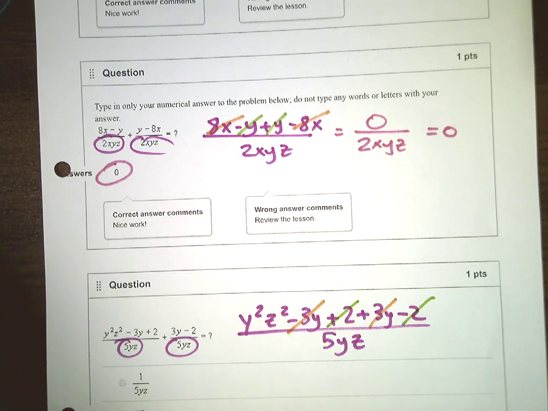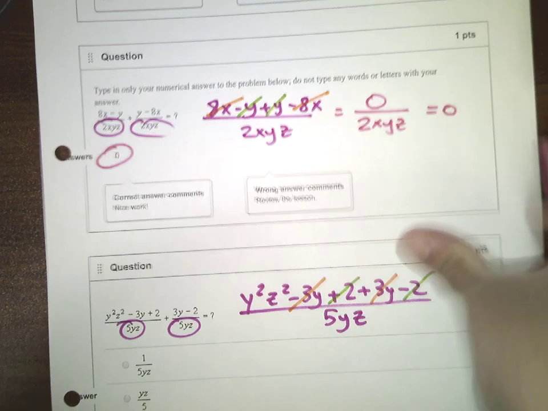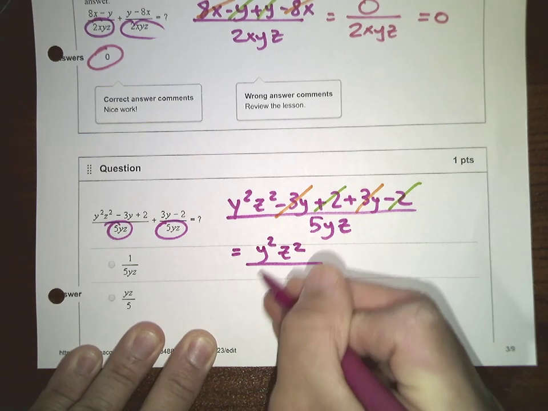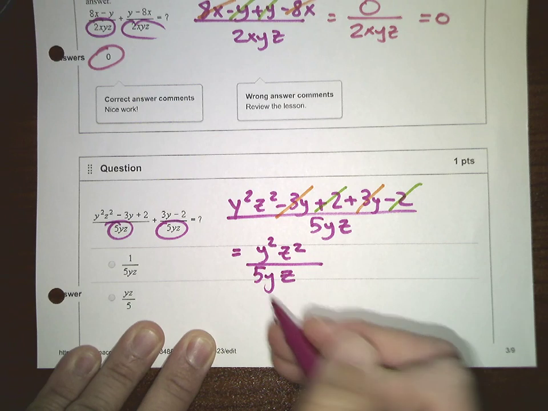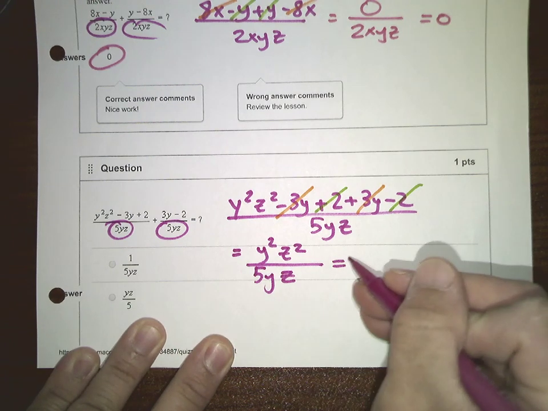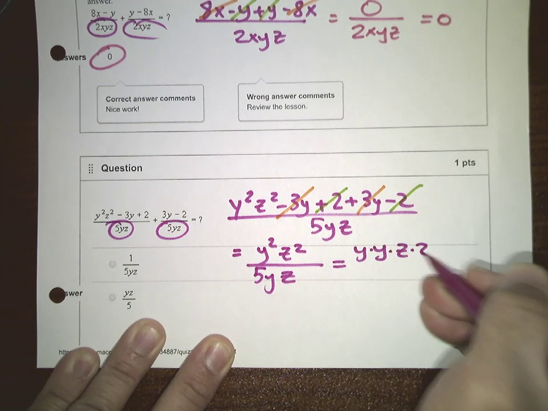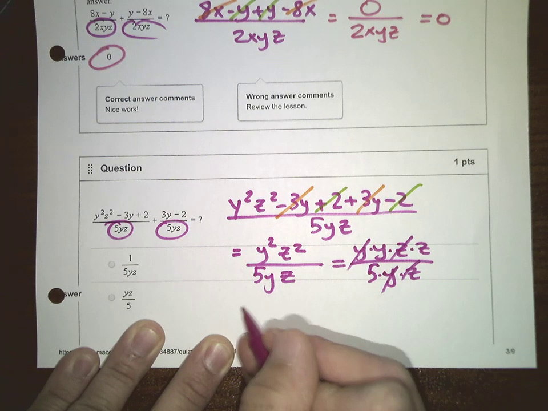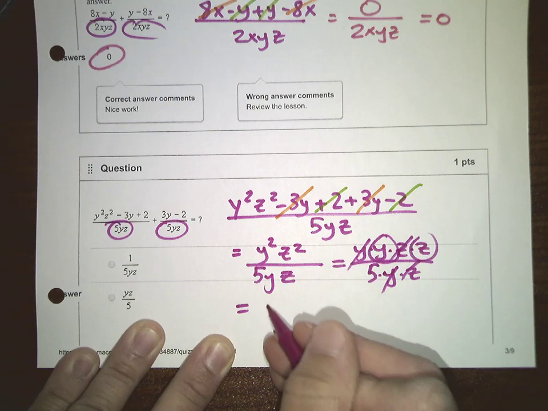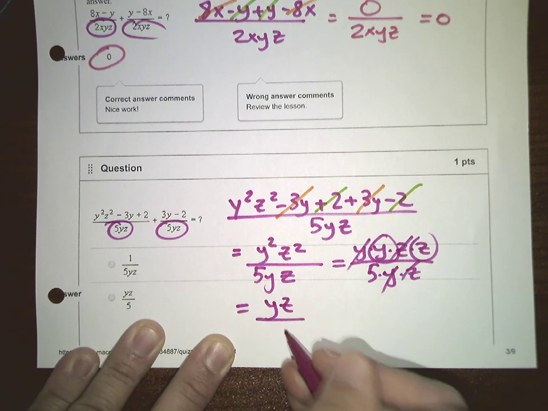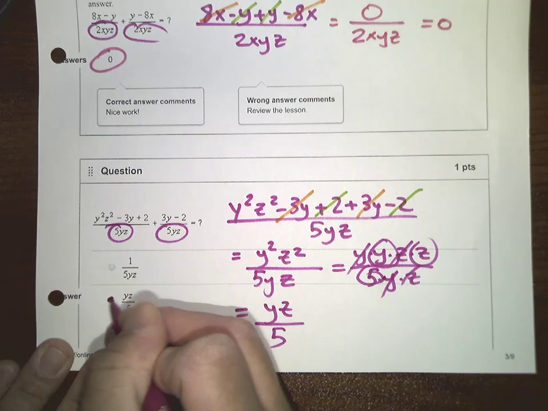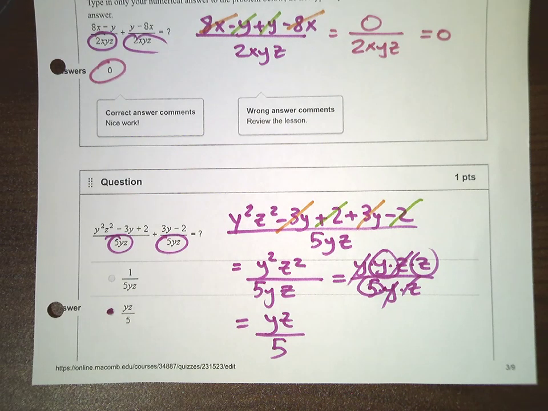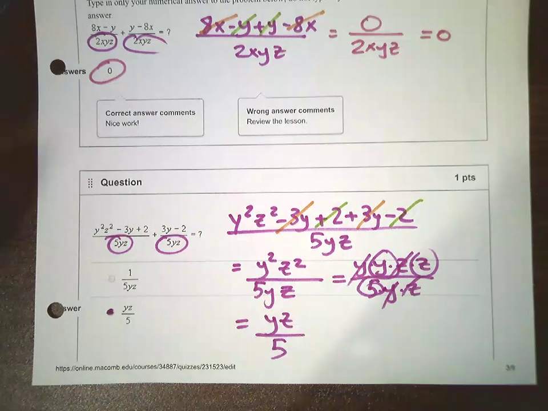So then I'm left with, well, let's write this here. So we're left with y squared z squared over 5yz. So if I divide out one of the y's, so that's y, z, z, 5yz, one of the y's can divide out and one of the z's can divide out. So I'm left with yz over 5. And that is the answer I have right here, yz over 5. I hope that you enjoyed that example. So let's move on to another one here.